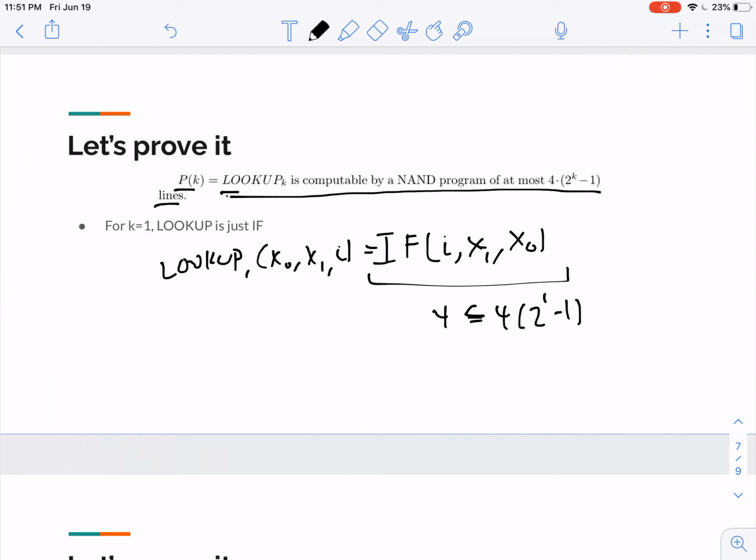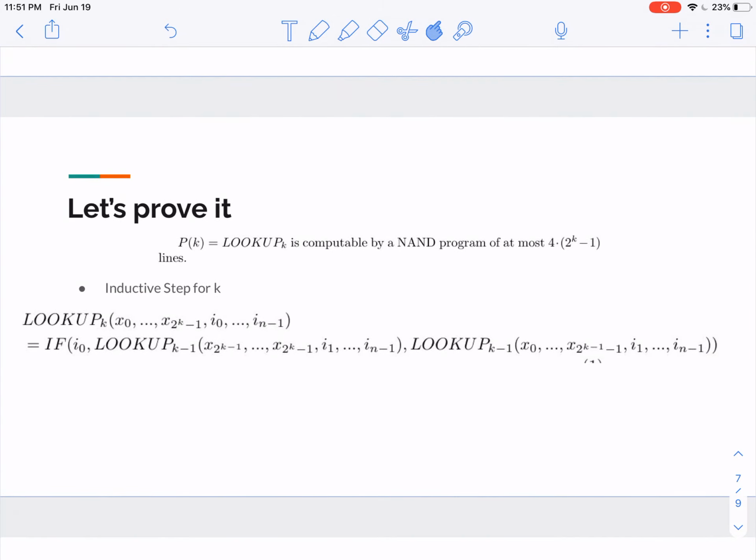Great, so now we've proved the base case, so now we want to do the inductive step. The inductive step is going to require discussion of breaking down a lookup k into 2 lookup k minus 1s. So again, centered on our proof idea, we're going to dive into it a little bit more. So I claim that lookup k, and we're doing the inductive step for k. So to be clear, we're going to assume P of k minus 1, and we want to show P of k.